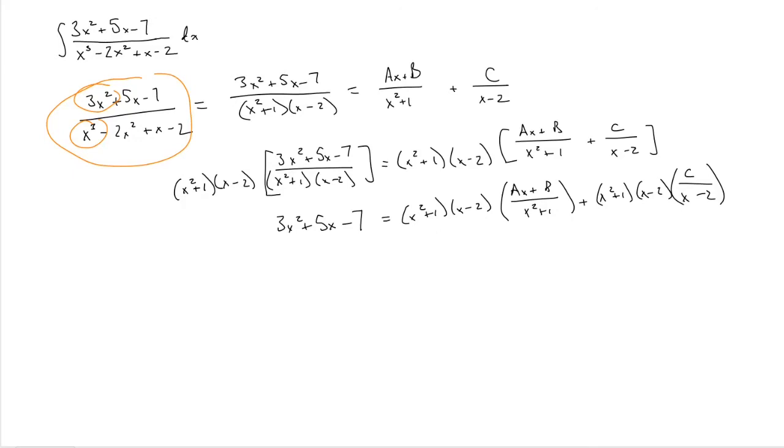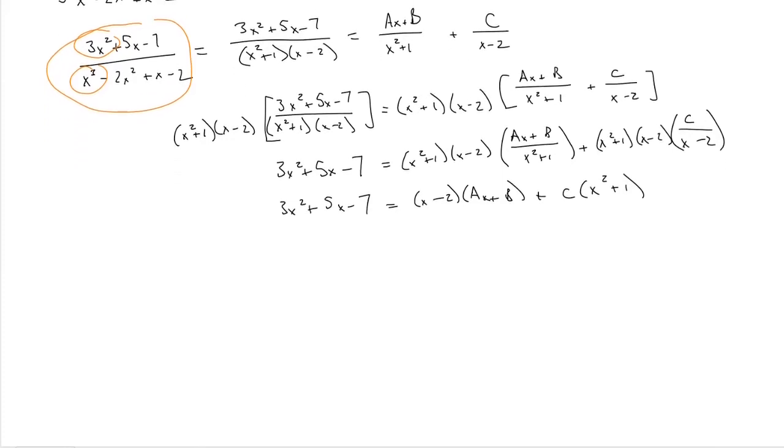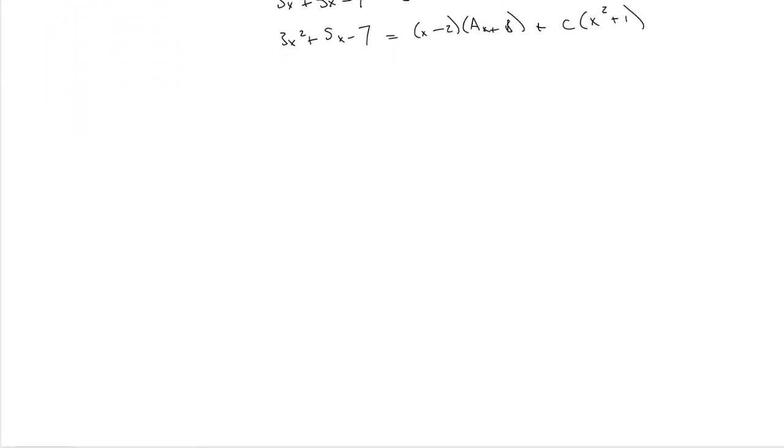And then various things cancel in each of the two terms. In the first term, the x squared plus 1's cancel, leaving us with x minus 2 times (Ax plus B). And in the second term, the x minus 2's cancel, leaving us with C times (x squared plus 1). And so now we've got some equation that we have to solve for A, B, and C. As with so many of the things that we do, there's more than one way to do it. Let's make a little room and look at the first of them.